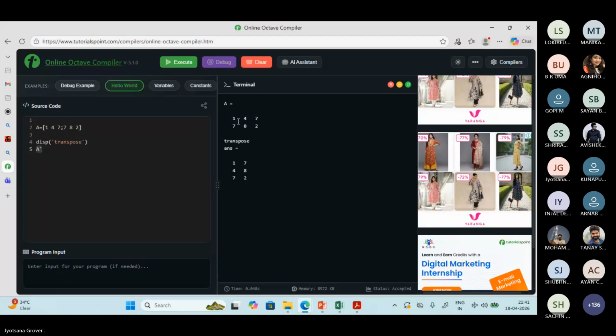See, this is the first row. It becomes the first column in the transpose. Similarly, if you have 7, 8, 2, this is the second row entry. It will become the second column entry in the transpose. So this is the concept of transpose. Okay. Now let's see some properties.